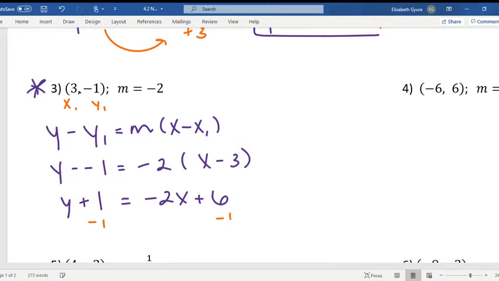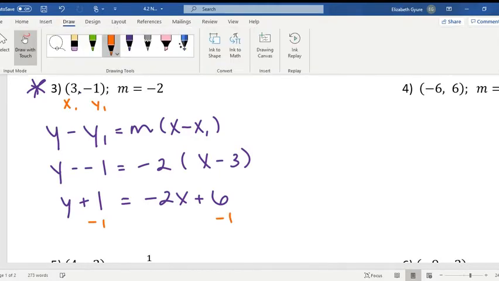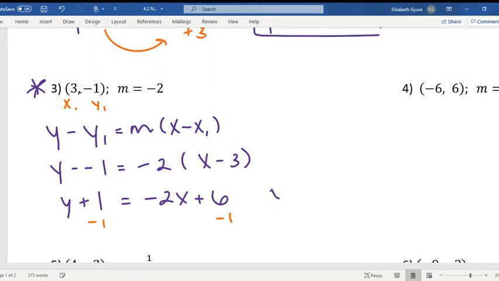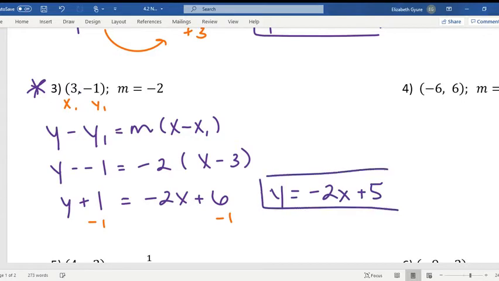So subtract your 1. Ladies and gentlemen, what should my final answer be? Jaden. y equals -2x plus what? 5. Good. Good. Better? Okay. All right, let's try some with fractions.